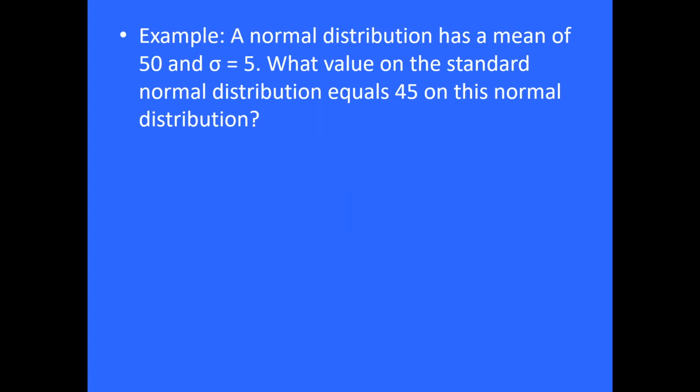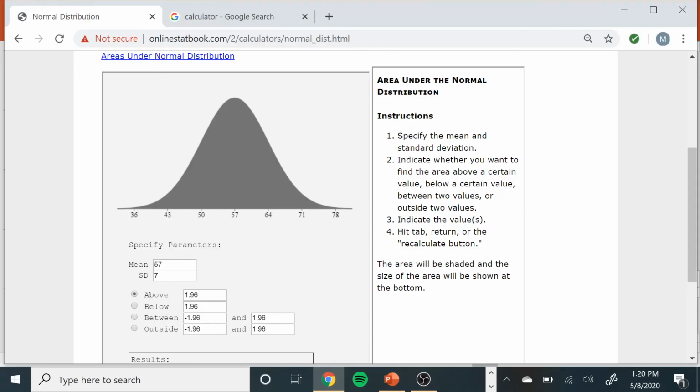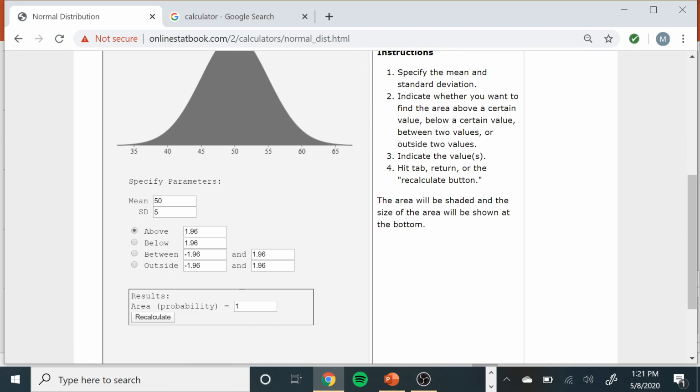We have a normal distribution with a mean of 50 and a standard deviation of 5. What value on the standard normal distribution equals 45 on this normal distribution? Well, let's take a look at it. What we've got here is a distribution with a mean of 50 and a standard deviation of 5. Maybe these are butterfly wings or some kind of measurement. We want to know the area below 45. The probability there is about 0.158.